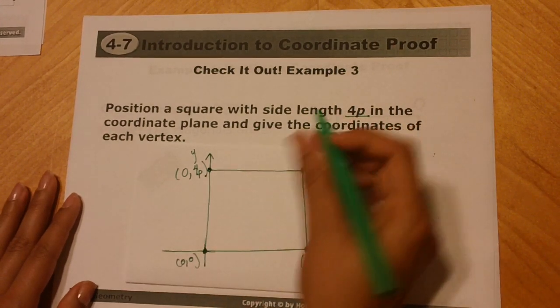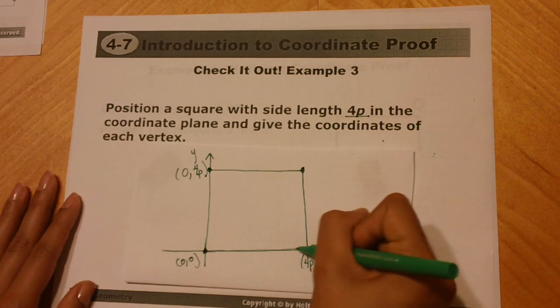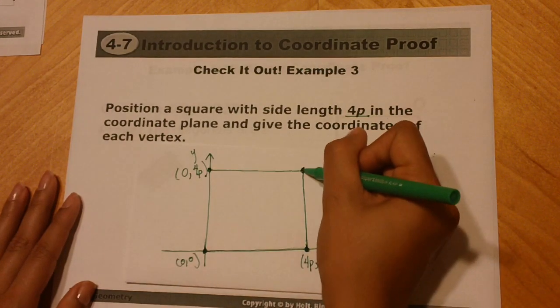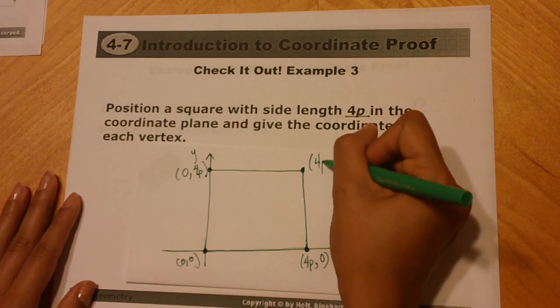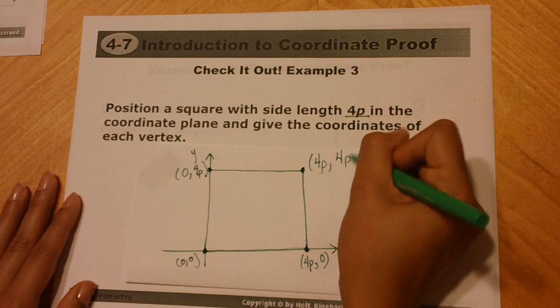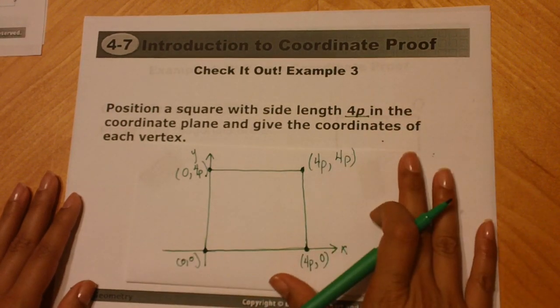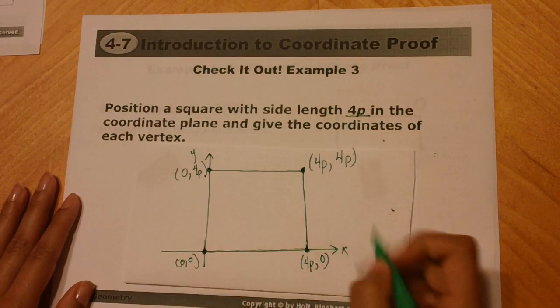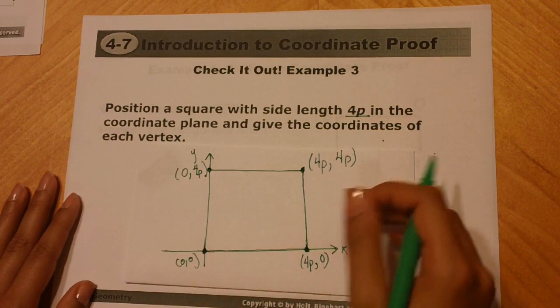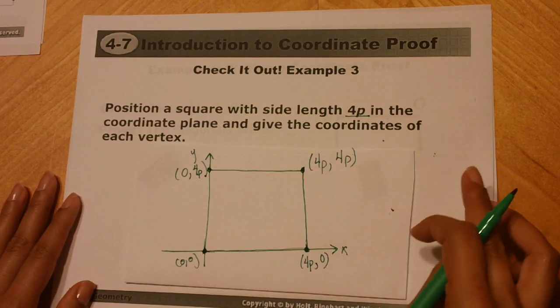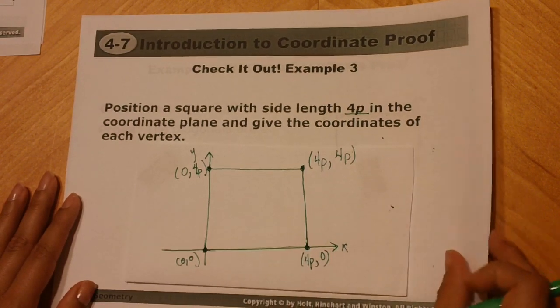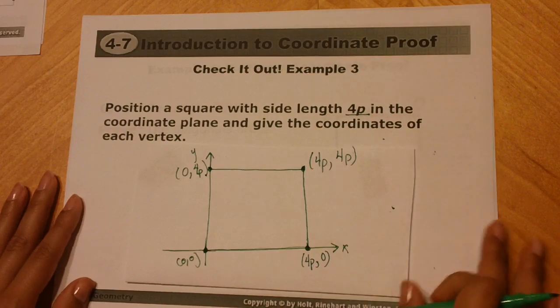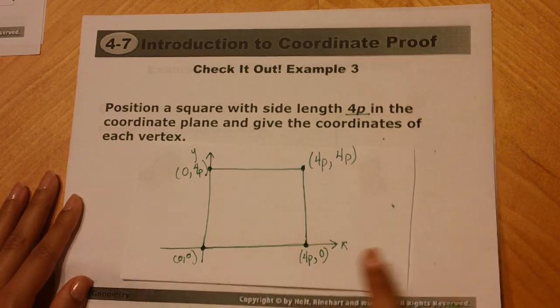And then this point out here, I'm going to need to move 4p out to the right and then 4p up. So this is going to be 4p, comma, 4p. Now right now this doesn't mean anything. I'm just naming the coordinates of each vertex so that I can practice doing this later when we do proofs with this. On the next slide, for instance, we're going to do something that's a little more meaningful.